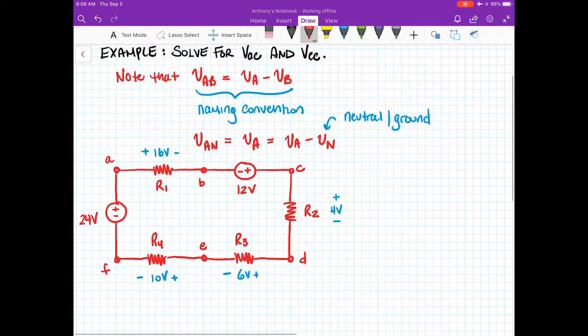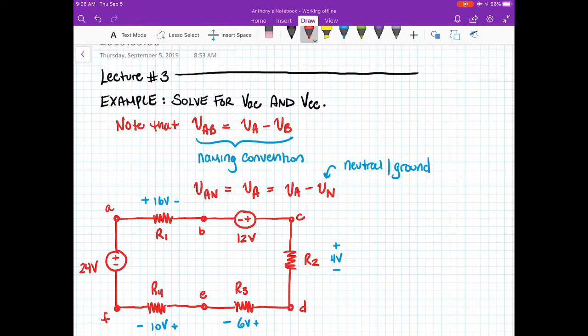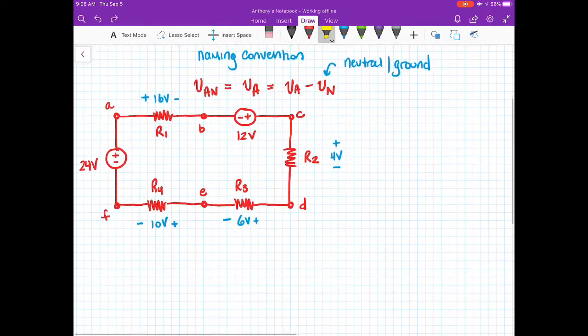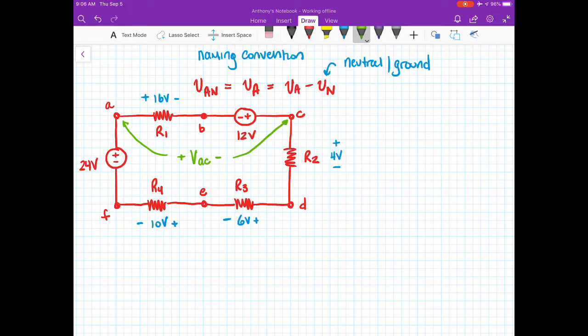Now, what are they asking us? They're asking us for two voltages, VAC and VEC, right? So what is voltage VAC? Voltage VAC is going to be voltage A minus voltage C. So VAC is going to span from this point to this point right here. Then we have voltage VEC.